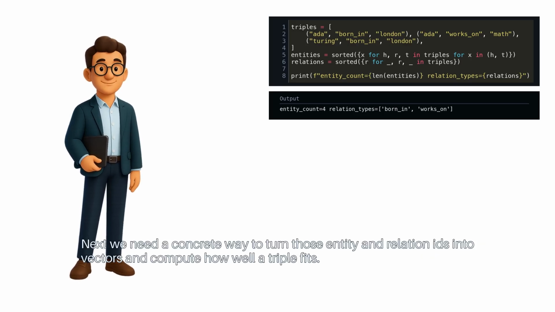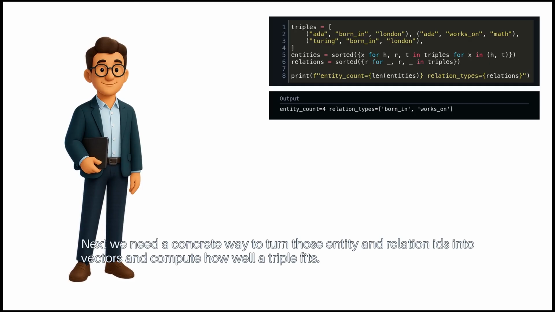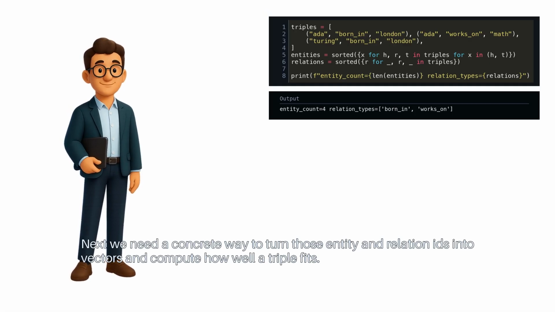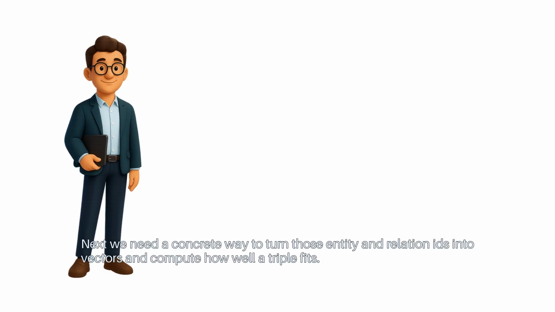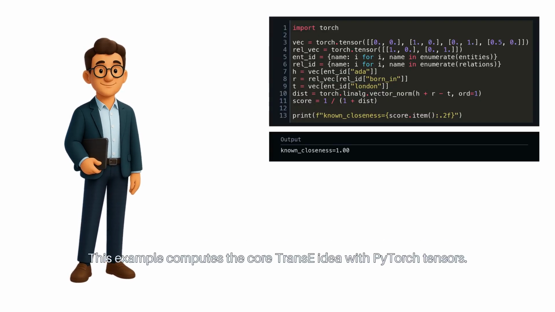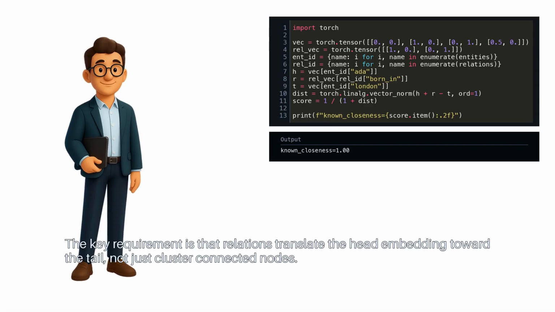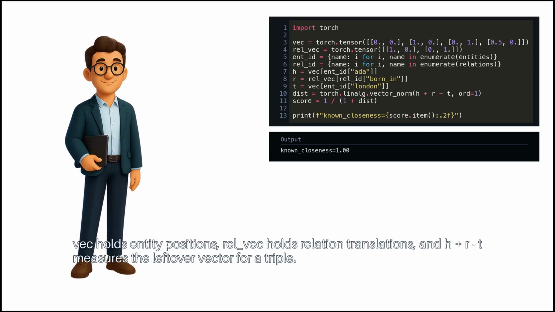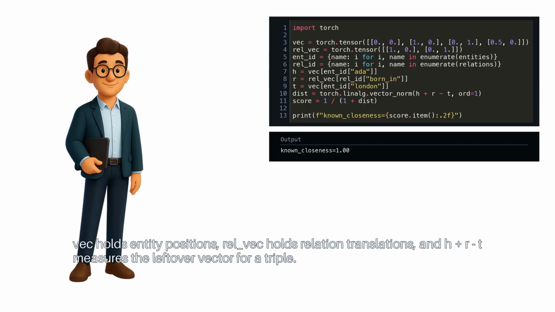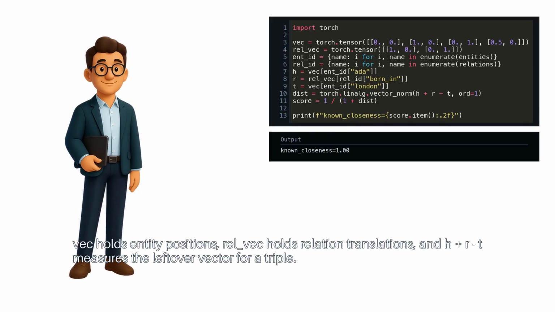Next, we need a concrete way to turn those entity and relation IDs into vectors and compute how well a triple fits. This example computes the core TransE idea with PyTorch tensors. The key requirement is that relations translate the head embedding toward the tail, not just cluster connected nodes. Vec holds entity positions, relvec holds relation translations, and h plus r minus t measures the leftover vector for a triple.